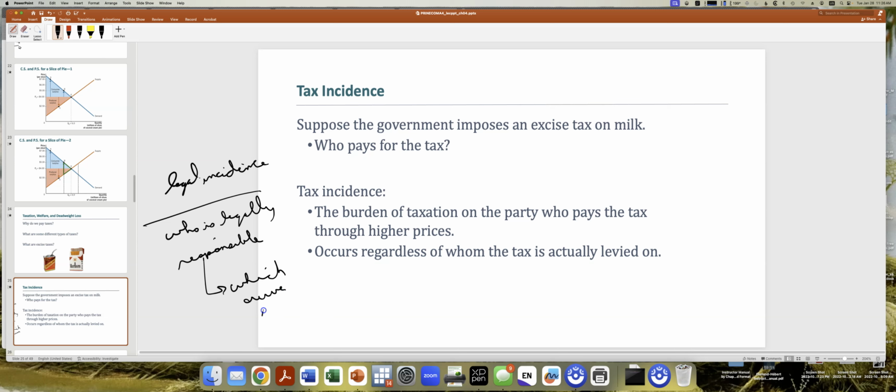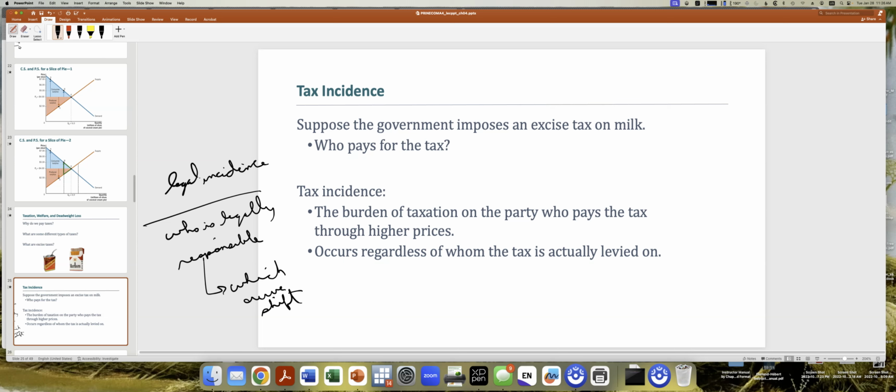The legal incidence is going to determine which curve we shift. Do we shift the supply curve or the demand curve? Supply curve if it's a tax that's legally imposed on the seller. Demand curve if it's a tax legally imposed on the buyer. Okay. That's not too interesting, really.